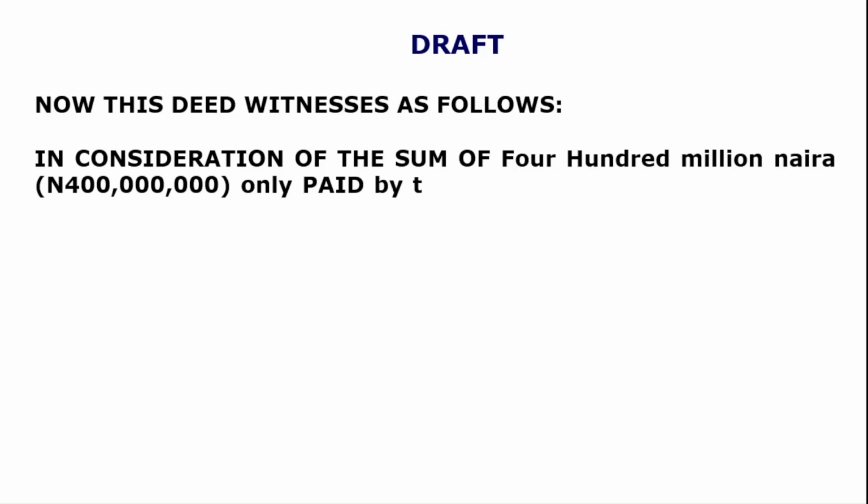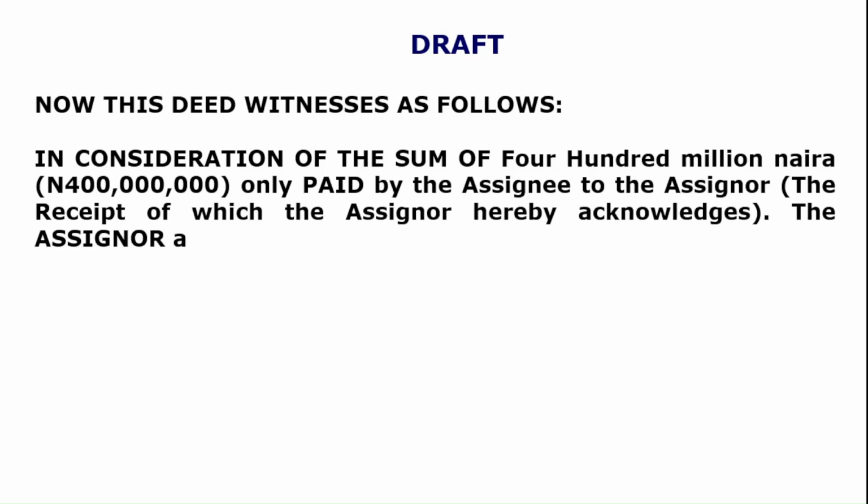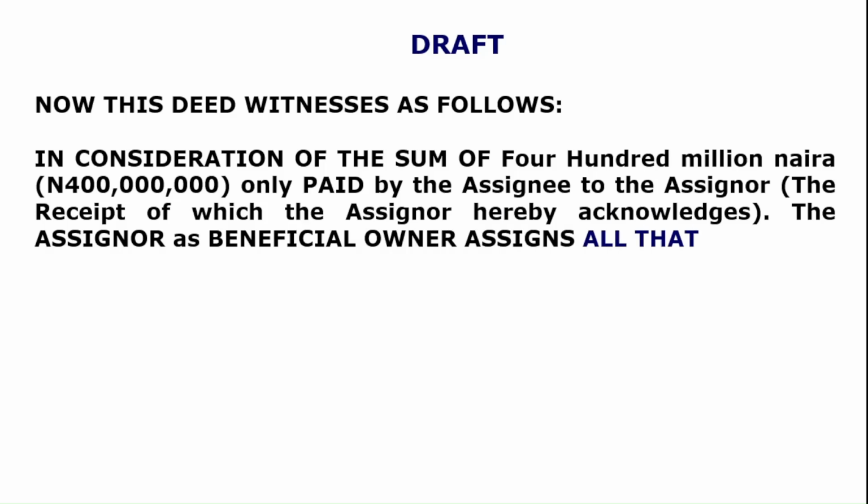In consideration of the sum of 400 million naira paid by the assignee to the assignor, the receipt of which the assignor hereby acknowledges. Remember your capacity clause: the assignor, as beneficial owner, assigns all that. That's all. All that. So imagine somebody is asked to draft the all that clause. Even the answer is in the question. All that. That's the answer.